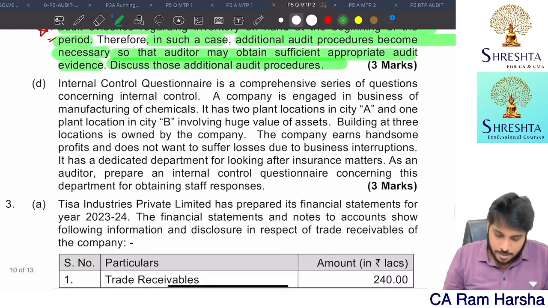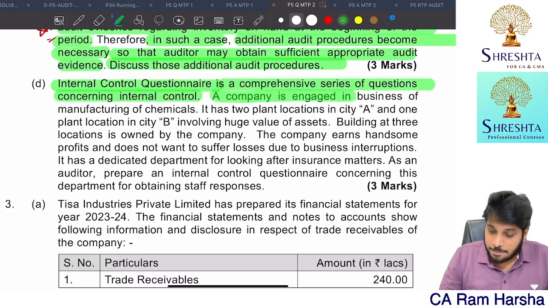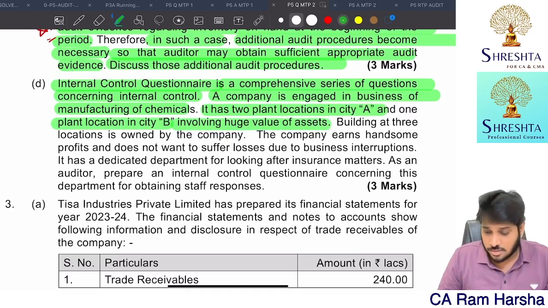Next, internal control questionnaire is a comprehensive series of questions concerning internal control. A company is engaged in the business of manufacturing of chemicals. It has two plant locations, one in city A and one in city B, involving whose value of assets. Building at 3 locations is owned by the company. Okay, so 2 locations at city A, 1 location in city B.